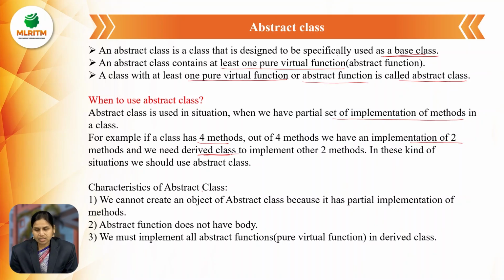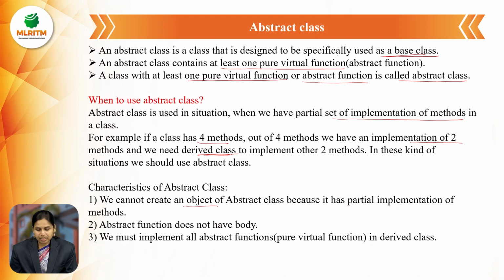So what are the characteristics of an abstract class? We cannot create an object for an abstract class. Remember this point, because it contains partial implementation of the methods. When we observe this example, out of 4, only 2 are implemented in the abstract class, and the remaining 2 are implemented in child classes. So that's why we cannot create an object of the base class.